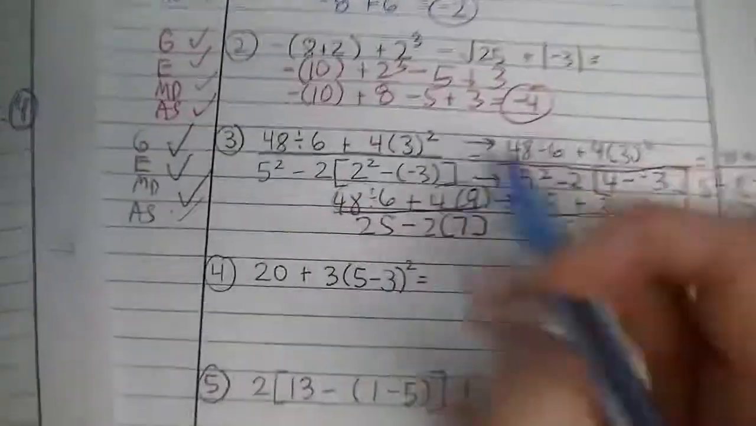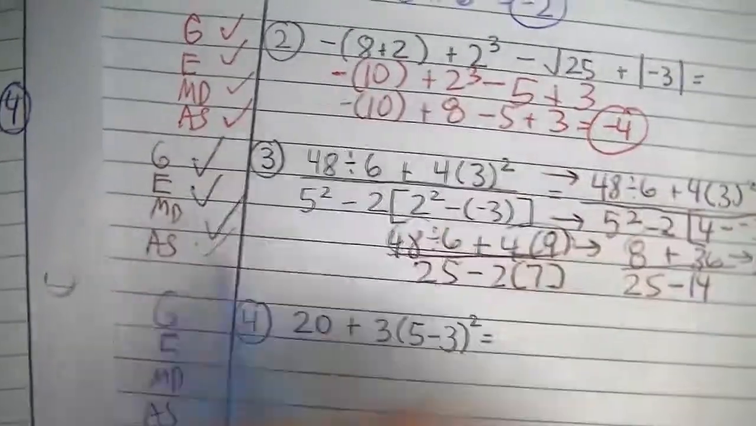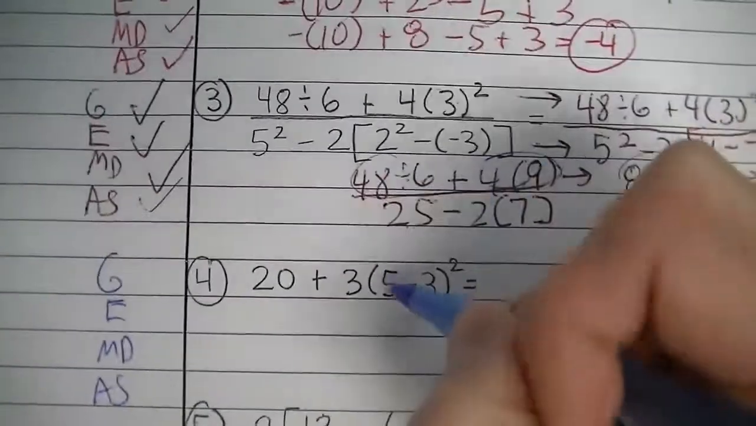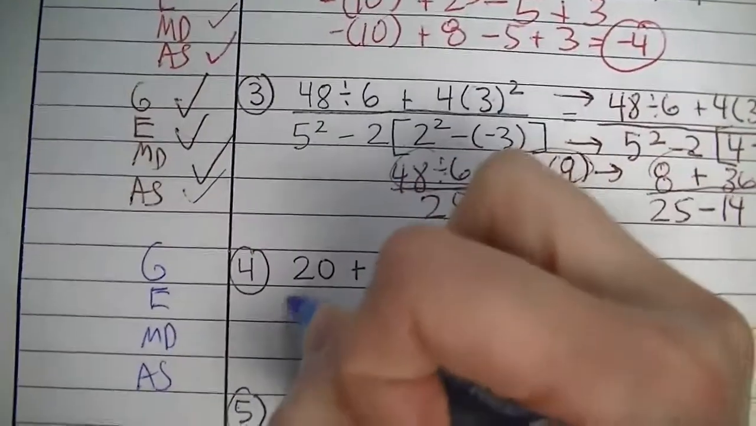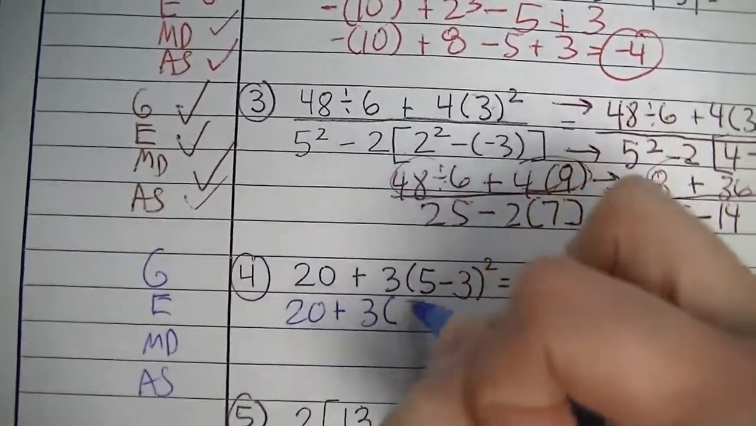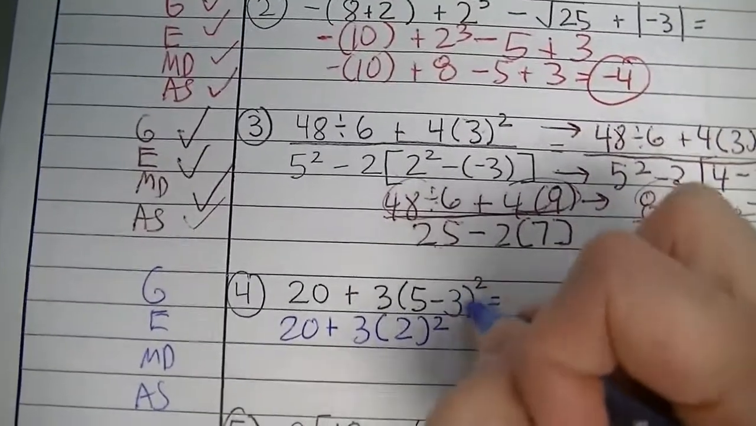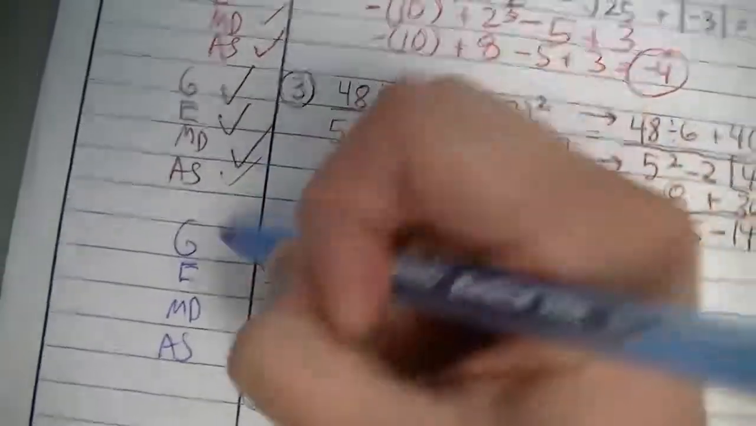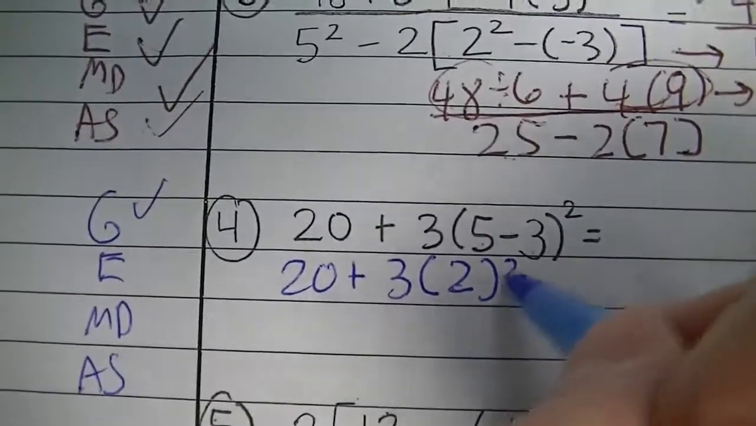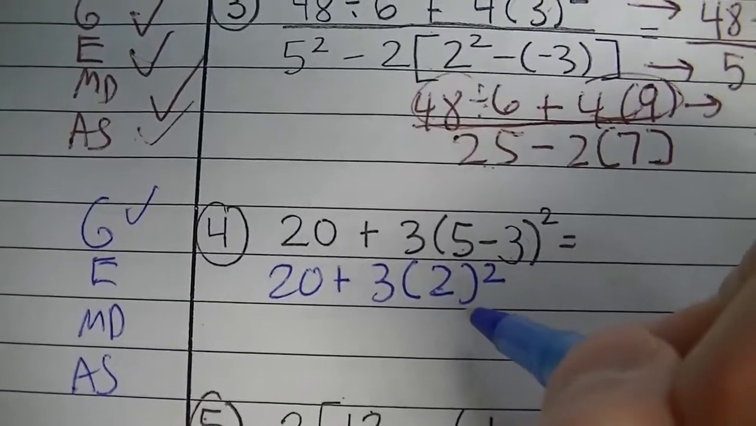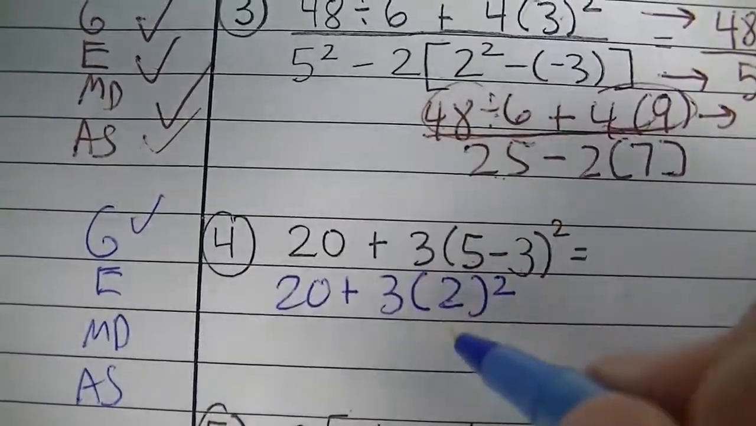Next problem. Grouping symbols. So I see right there 5 minus 3 is 2, so rewrite everything like you see it. The only thing that was different is I simplified that in the parentheses, and now it's a 2, okay? Now exponents. Don't get ahead of yourself here. This is a really good example of how you would totally get it wrong if you didn't follow the order of operations.